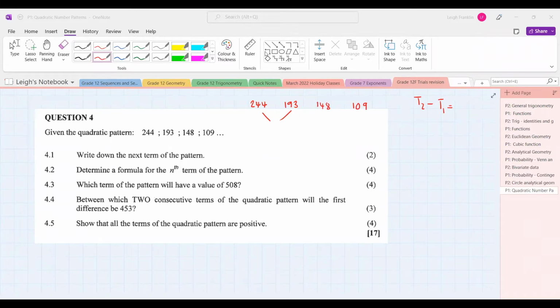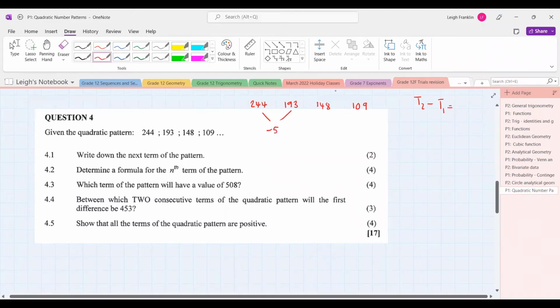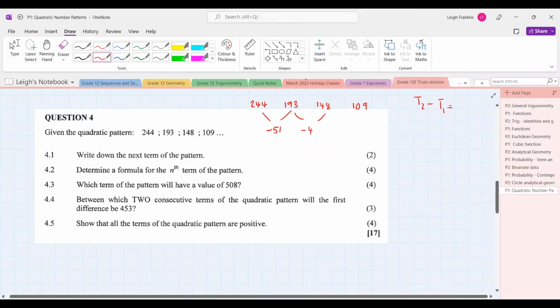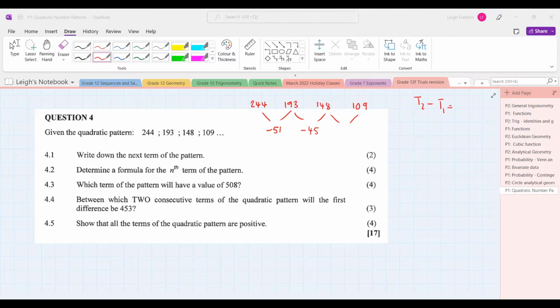There we go, cool beans. So negative 51 is perfect, 100%. Okay, and then we've got to take 148 and subtract 193. What do we get? Negative 45. Good, Liam. I quite agree with you. Negative 45 is correct. And then we're going to take 109 and subtract 148. And what are we going to get? Minus 39. Quite right. Absolutely.